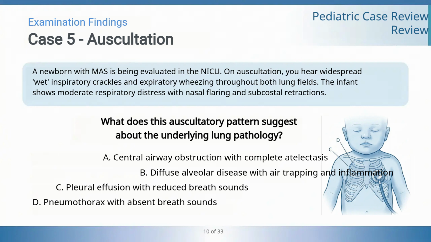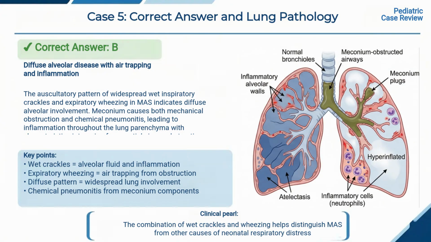Option A, central airway obstruction with complete atelectasis. Option B, diffuse alveolar disease with air trapping and inflammation. Option C, pleural effusion with reduced breath sounds. Option D, pneumothorax with absent breath sounds. The correct answer is option B, diffuse alveolar disease with air trapping and inflammation.